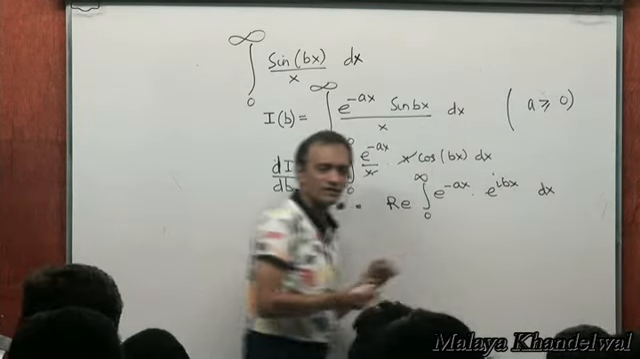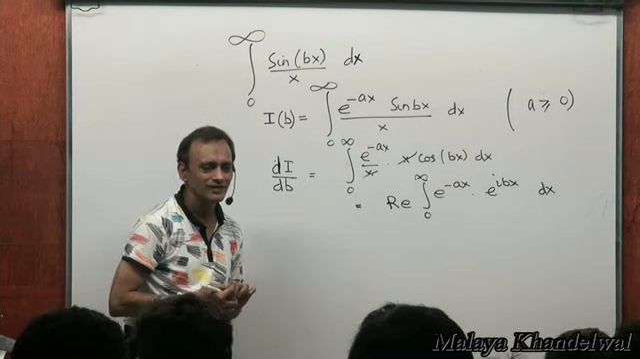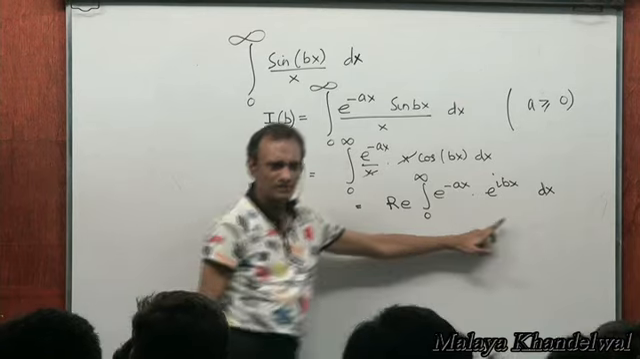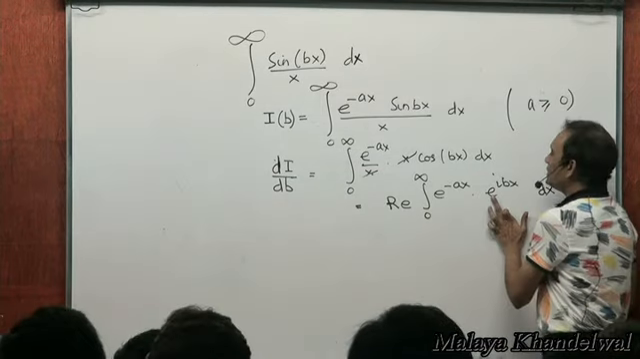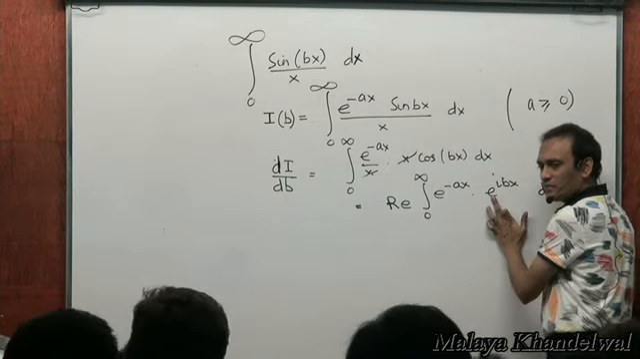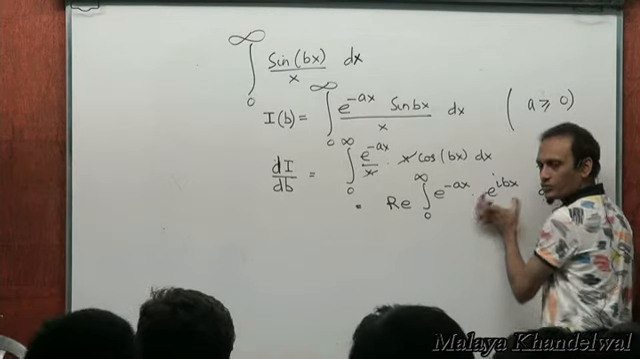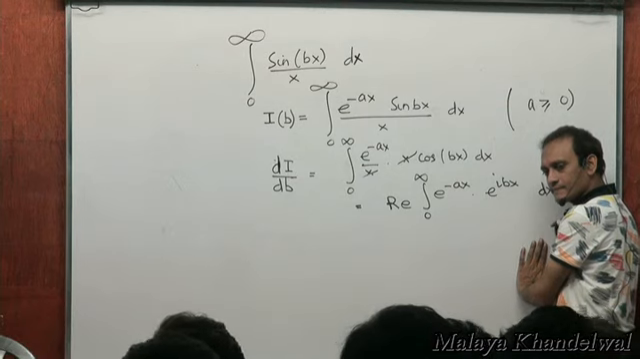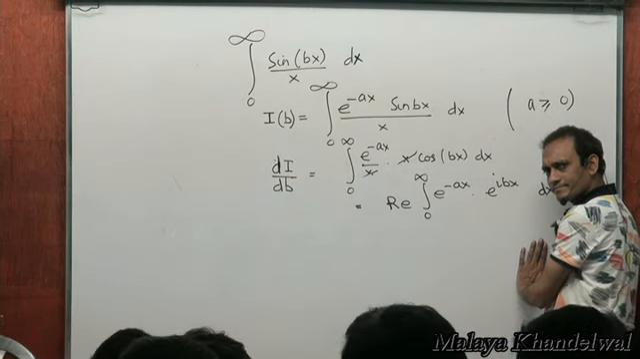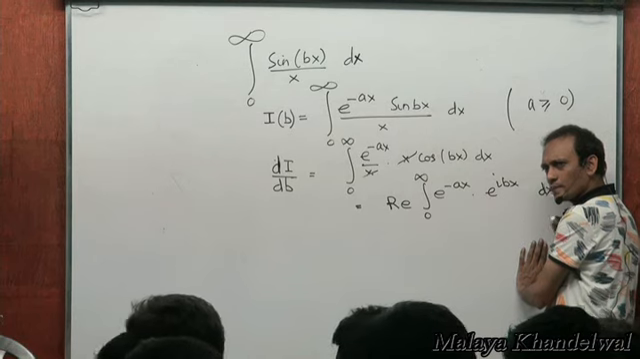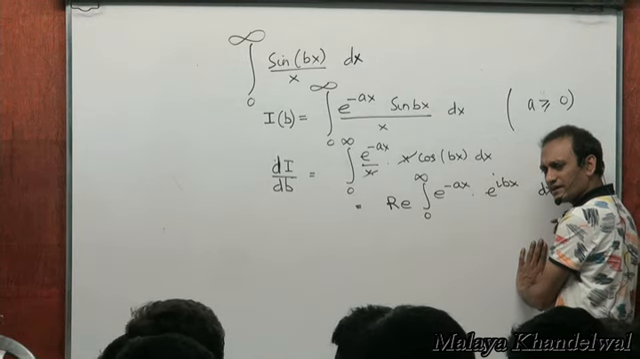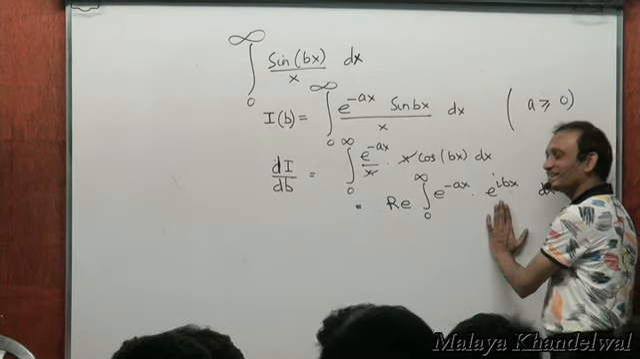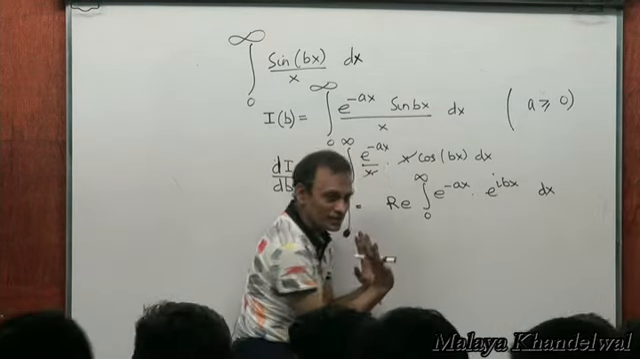But do you understand this? Why this is the case? Hey, e power ibx is what? Cos bx plus i sin bx. What's the real part of that? Cos bx, which is this, isn't it? I haven't put you through a test on complex numbers yet, huh? Have I? Okay. So then, you understand this, isn't it?